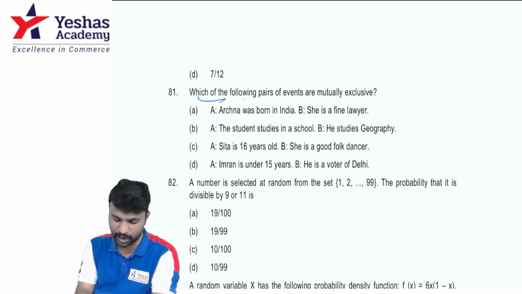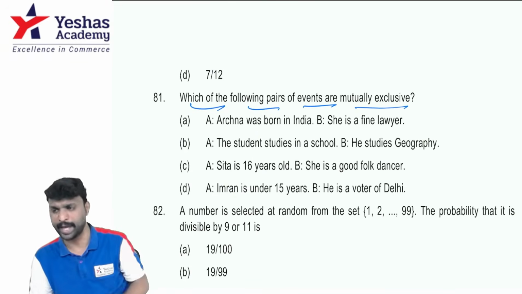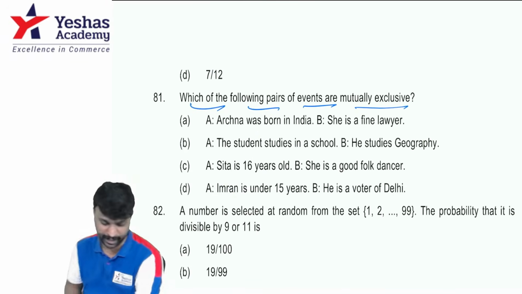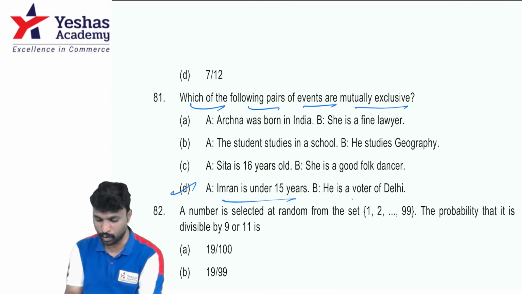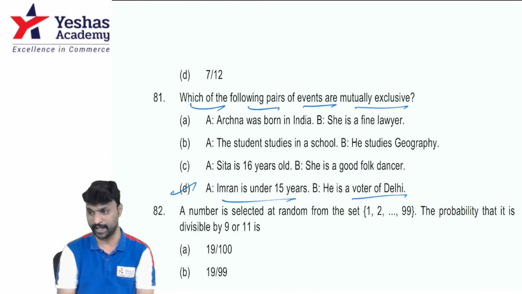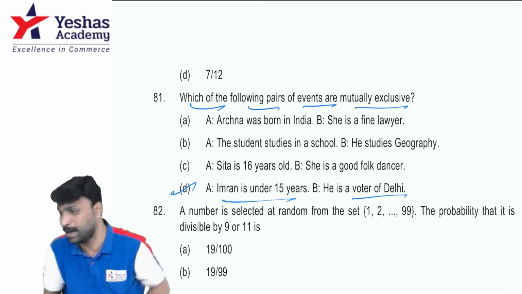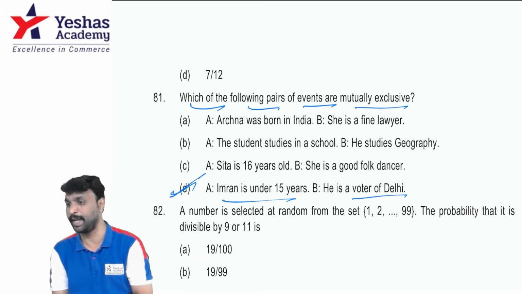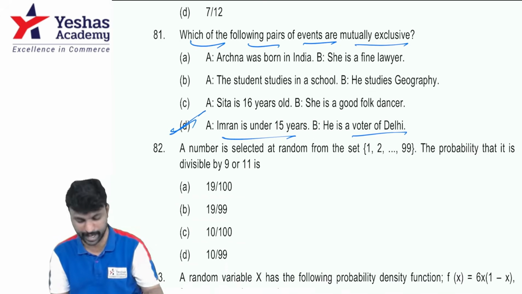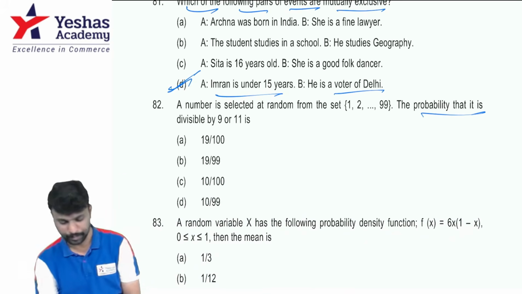81st question: which of the following pairs of events are mutually exclusive? What do you mean by mutually exclusive? They cannot occur simultaneously. If you look at option D, Imran is under 15 years. He is a voter of Delhi. If he is under 15 years, he cannot be a voter. If he is a voter in Delhi, he cannot be under 15 years. Definitely option D is the right answer. They cannot occur simultaneously. They are mutually exclusive.